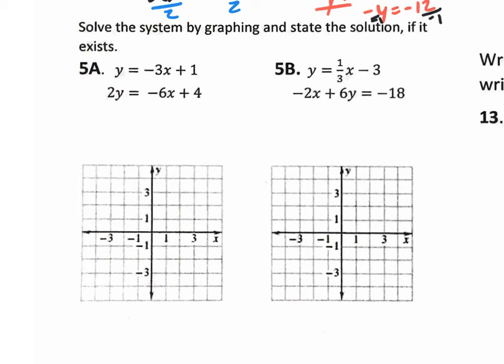I'm going to go with this first equation in red. And how do I start graphing this y equals mx plus b equation? How do I start graphing it? By looking at the slope or by looking at the y-intercept? Y-intercept. You always start with the y-intercept.